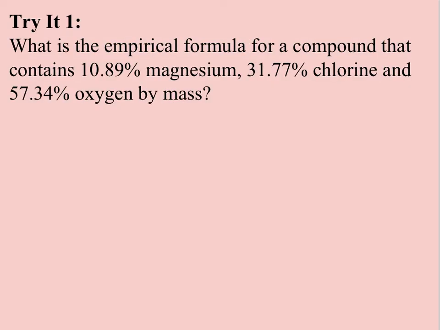So here's one for you to try. You have 10.89% magnesium. Let me get you started here. You have 31.77% chlorine, or 31.77 grams of chlorine, and you have 57.34 grams of oxygen. So go ahead and see if you can change them to moles, write your formula with the subscripts, divide by the smallest subscript, and come up with an empirical formula. And you might want to pause as I continue to do the problem.